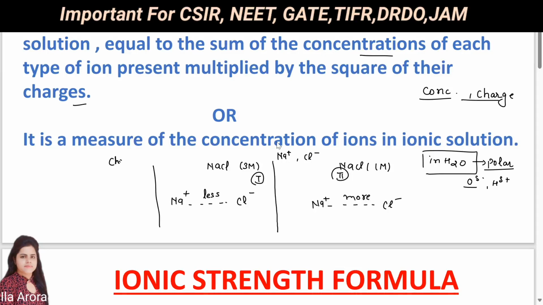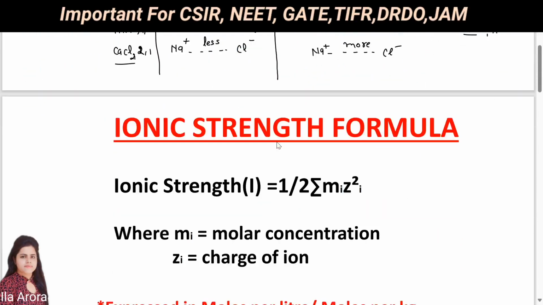Second is the charge. Suppose one solution is NaCl and another solution is CaCl2. Here the charges are different. Here the charges are 1 and 1, Na positive and Cl negative. But here the charges are 2 and 1, Ca2 positive and Cl negative. So when the charges are different, then also the behavior of the ions will be different. This was the theoretical part. This is how the solutions are actually behaving.